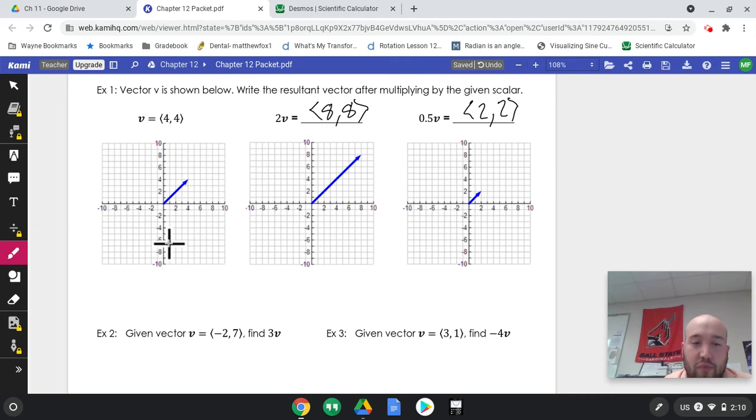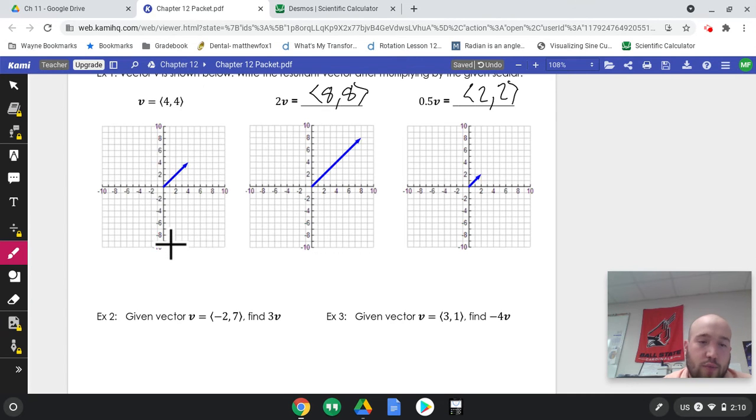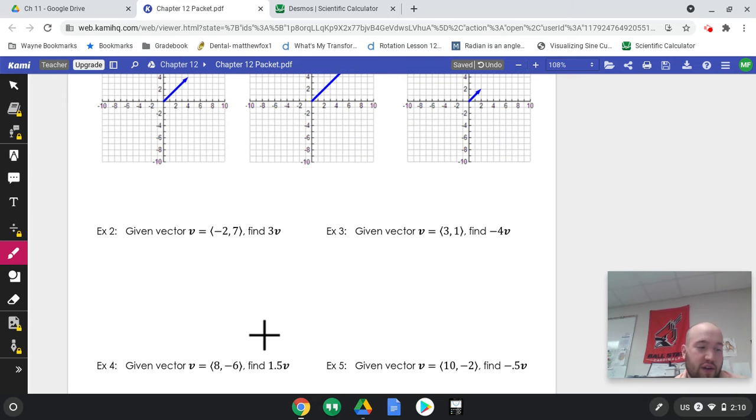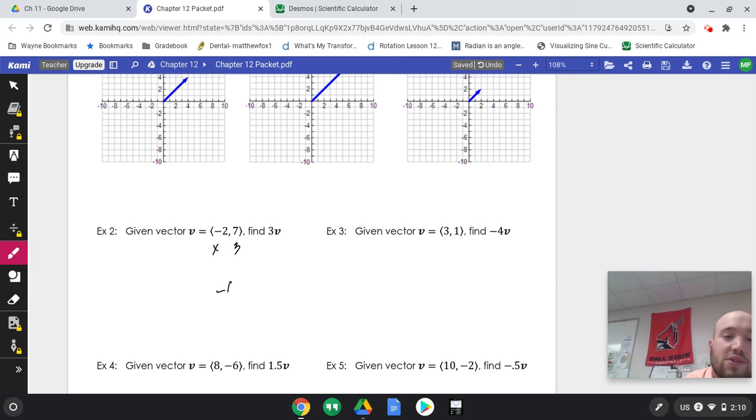Now, sometimes we won't have a picture. Sometimes we'll have to go based on some multiplication. So if we have a 3 here, if we're trying to find what 3v is, just think of it as multiplying each part by 3. So negative 2 times 3 gives us negative 6, and 7 times 3 is 21. And that's all there is to it. Now on this next one, negative 4. So that will give us negative 12 and negative 4.